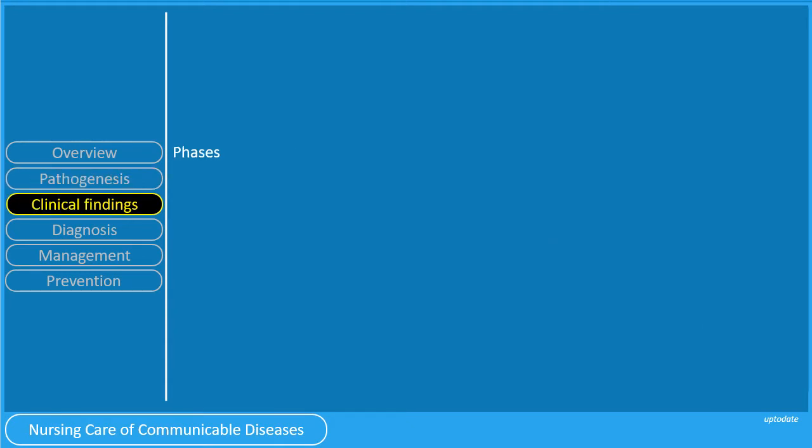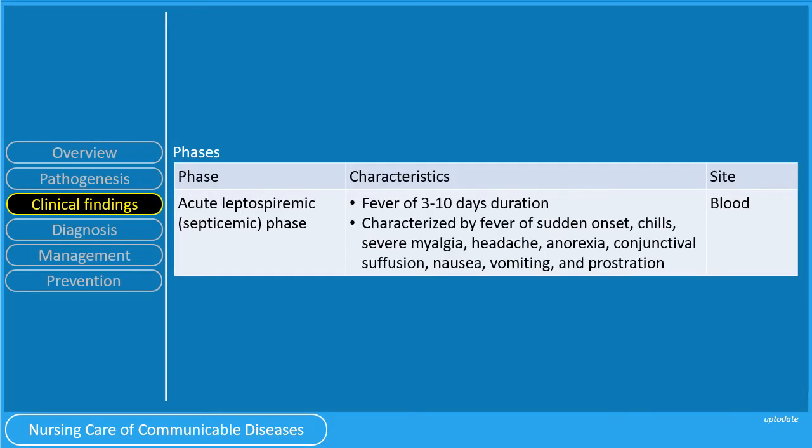After the leptospires enter the body, what happens? The organisms proliferate, cross tissue barriers, and disseminate hematogenously to all organs. Leptospirosis is classically described as biphasic. These two phases are the acute leptospiremic phase and the immune phase. During the acute leptospiremic or septicemic phase, the microorganism is found in the blood.